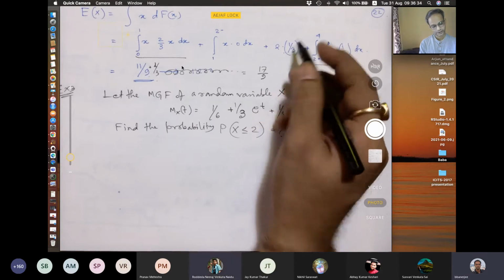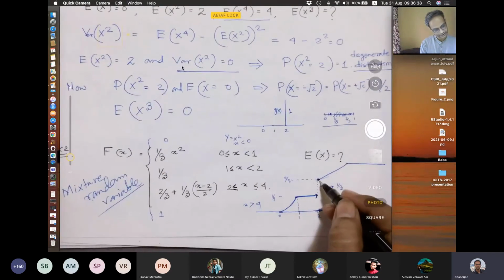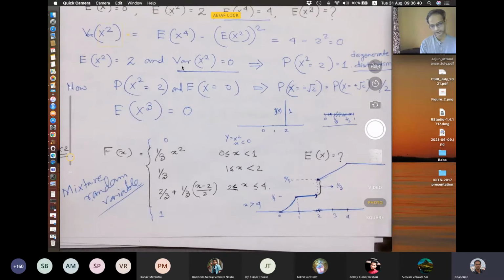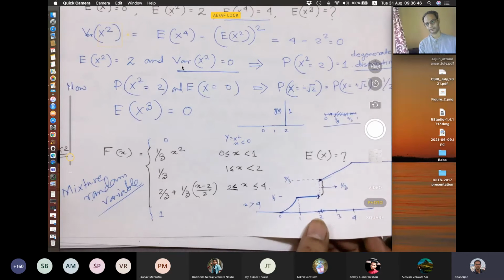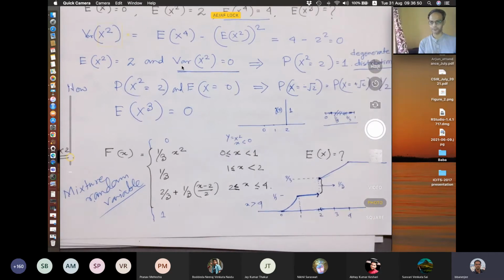So here you need to consider the amount of jump because it is a discrete probability. In the very first day, you have seen the step function we constructed, and the probability associated with that point is the amount of jump at that point.